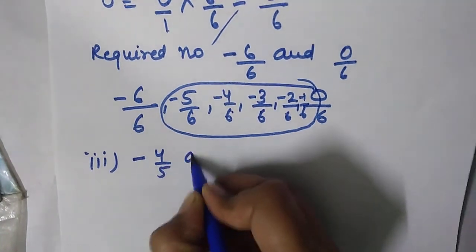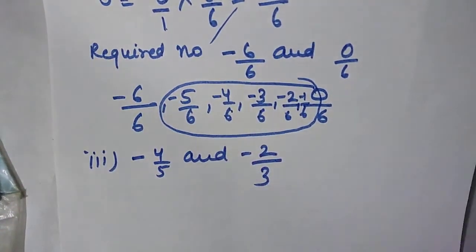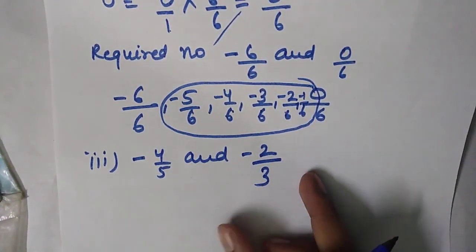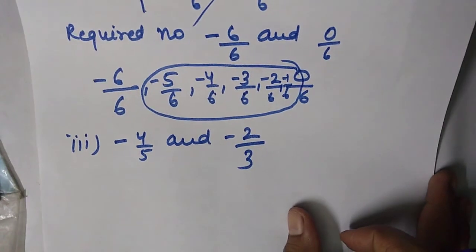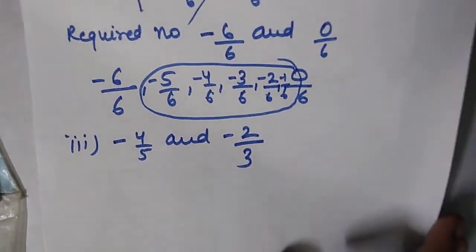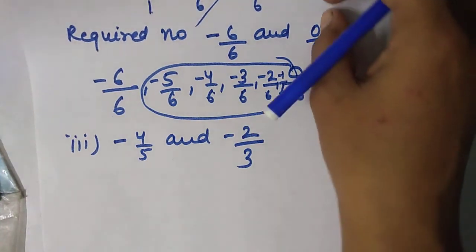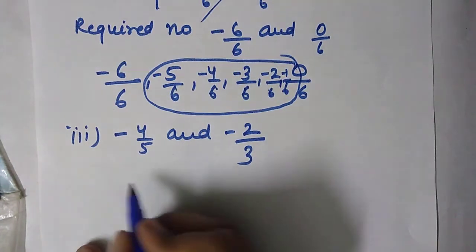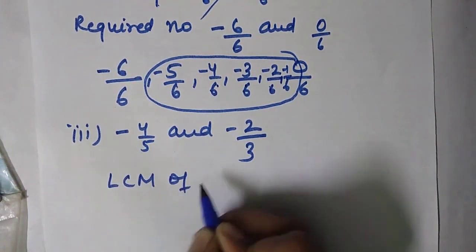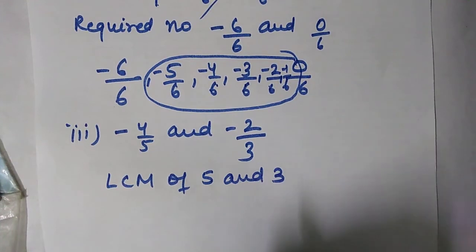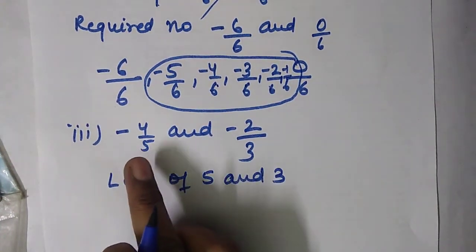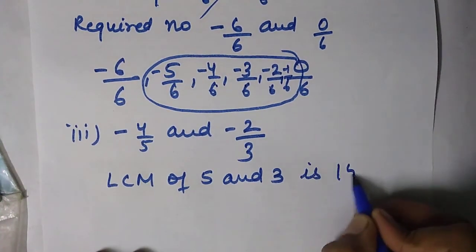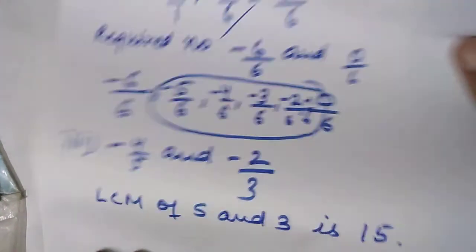-4 by 5 and -2 by 3. Okay, in these rational numbers, the first step is to make the denominators the same. Wherever you have to find rational numbers between fractions, you have to make the denominator the same. So for that I will take the LCM of the denominators. The denominators are 5 and 3, so I take the LCM of 5 and 3, which is 15.